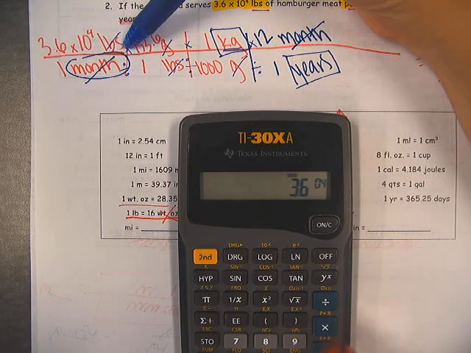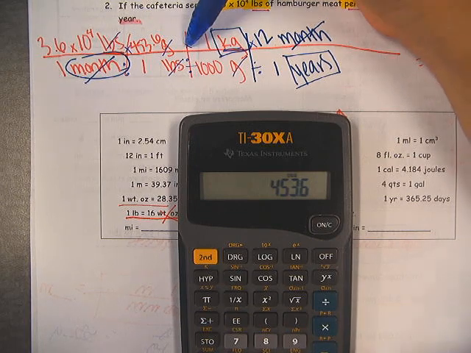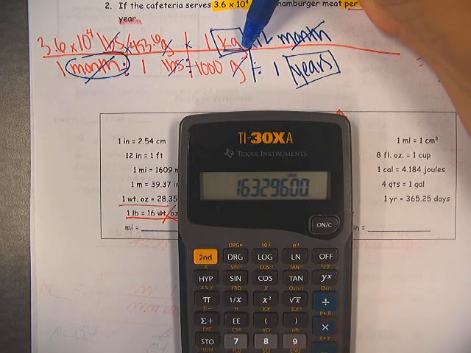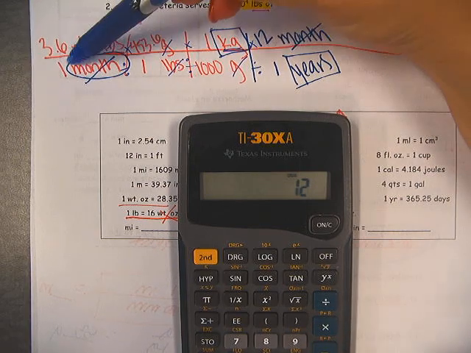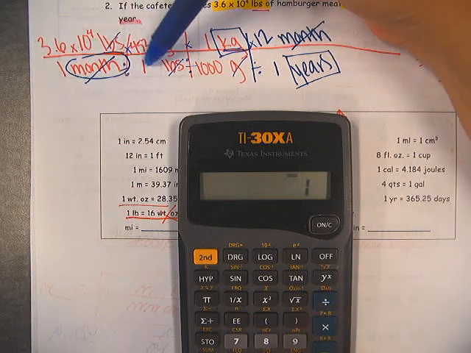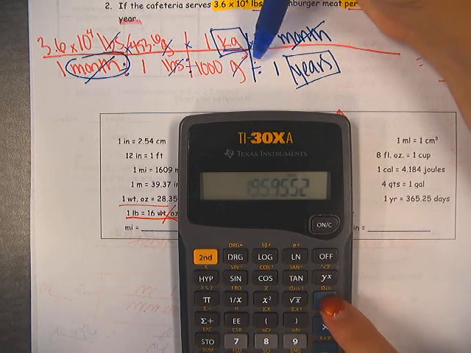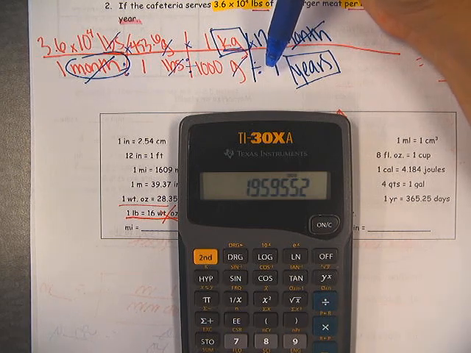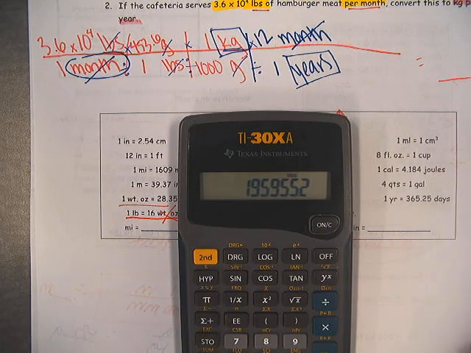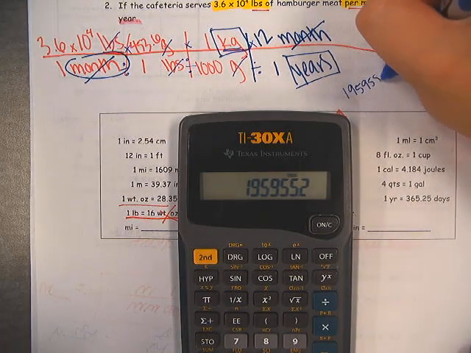Then we're going to multiply that by 453.6, and then we multiply that technically by 1, and then we multiply that by 12. Then we'll divide by 1, and divide by 1, and divide by 1,000. And then divide by 1 one last time, just in case it freaks you out to skip it. And this is the number that I got. 19595.2.